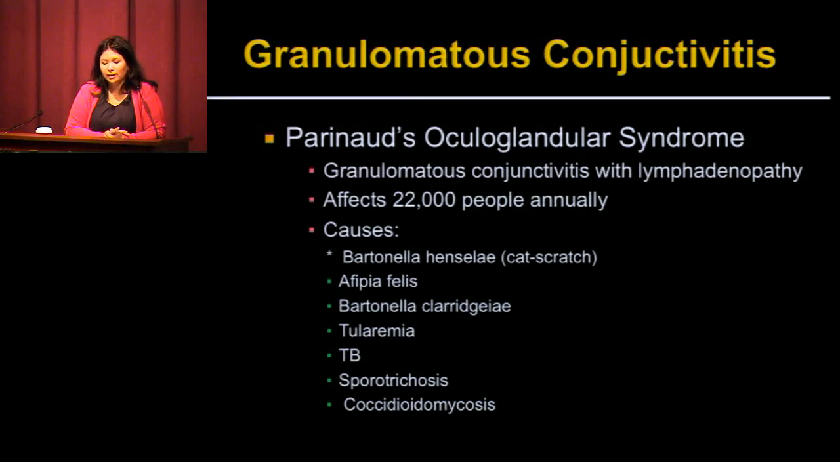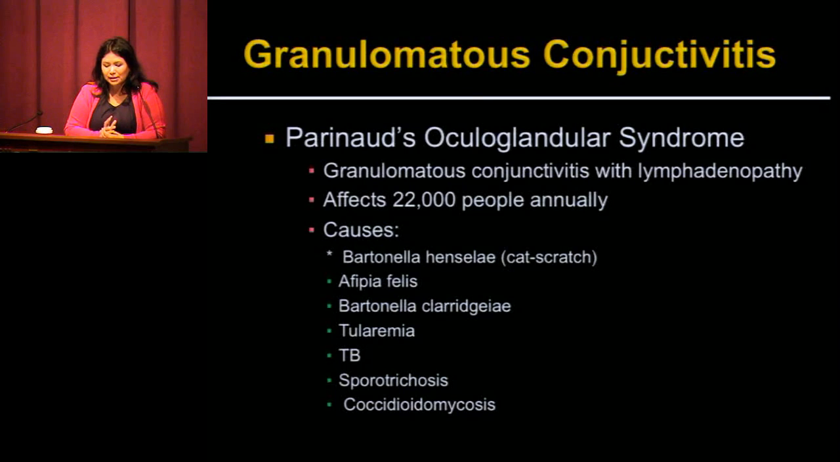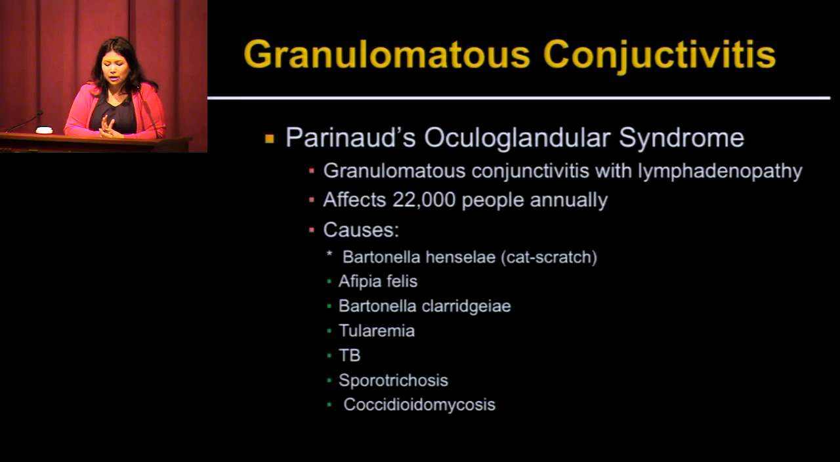It's a granulomatous conjunctivitis, sometimes related with lymphadenopathy, and affects 22,000 people annually. So it's not that common, but you can see it in children. The main player here is Bartonella henselae, and there are all these other types that were highlighted in the BCSC, like Afipia felis, which was first described as a Bartonella by the AFIP. That's why it's called Afipia. But later on, they concluded that it was actually the same type as Bartonella henselae.